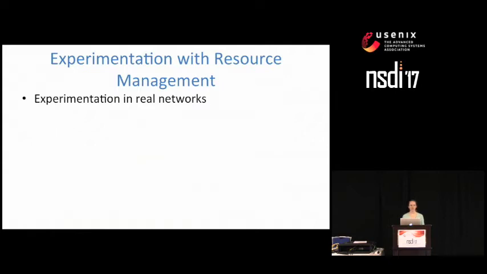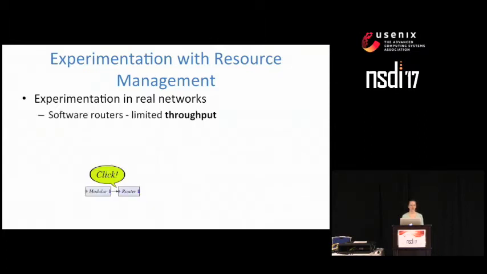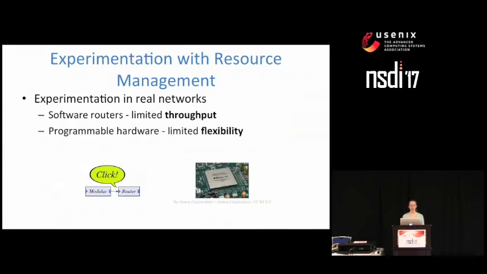Instead, researchers have developed a couple of approaches to experimenting with resource management schemes without deploying new hardware. In real networks, some researchers have used software routers to experiment with new resource management schemes. But to date, these approaches have provided limited throughput of only a few dozen gigabits per second, restricting experiments to only a few servers. Other researchers have used programmable hardware, such as FPGAs or programmable switching chips, to enable experimentation at line rate. But these approaches provide limited flexibility and require that your network is outfitted with the appropriate hardware in order for you to take advantage of them.